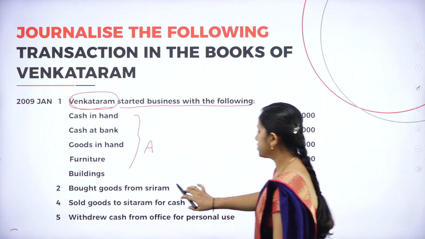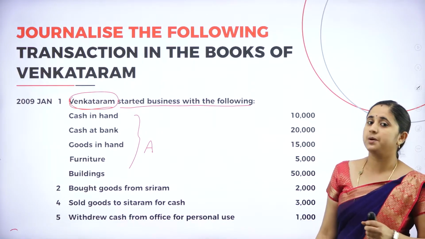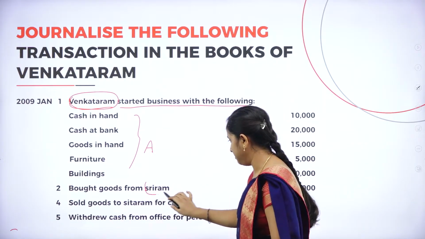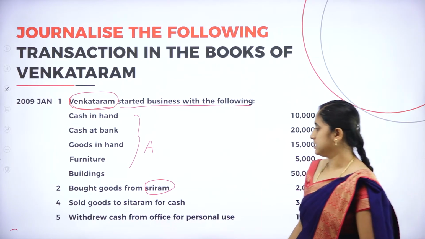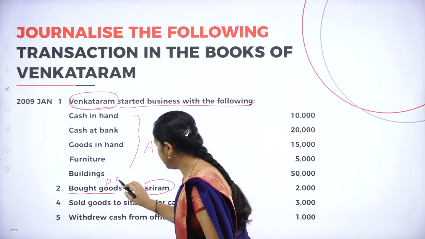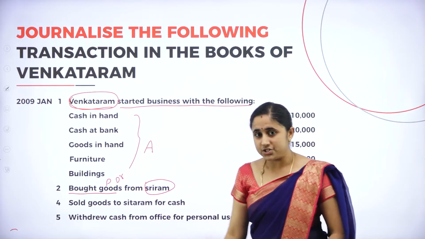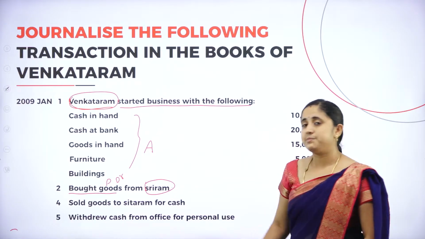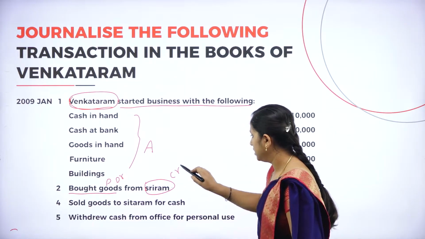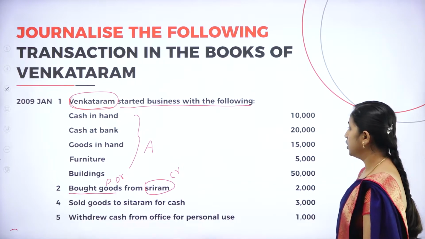Next, bought goods from Sriram. Here Venkataram is purchasing goods from Sriram. They have not mentioned either cash or credit, but they have given a person's name, so you consider it a credit purchase. Purchase is goods coming in. Debit what comes in, credit what goes out. So you need to debit the purchase. Sriram is a person, a personal account: debit the receiver, credit the giver. Here Sriram is giving, so you need to credit the Sriram account. Purchase account debit to Sriram account of rupees 2000.